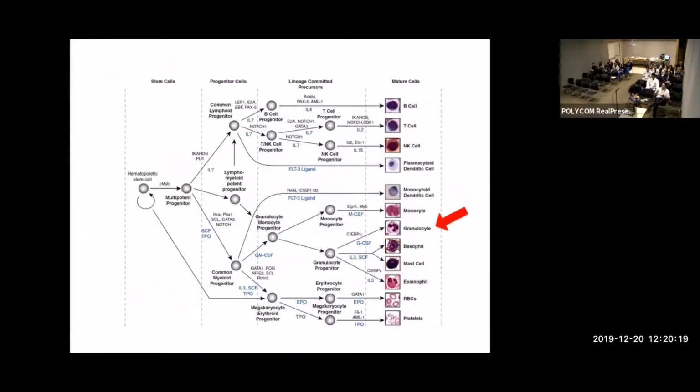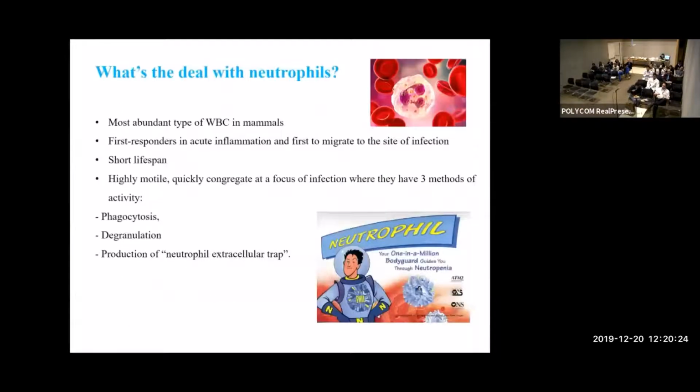So we'll be focusing today on the granulocytes, as I said. So what's the deal with all of these neutrophils? We know that they're the most abundant type of WBC in mammals. They're the first responders in acute inflammation. They're the first cell line that migrates to the site of infection. As I said, they have a very short lifespan, and they have basically three methods of activity: phagocytosis, degranulation, and the production of neutrophil extracellular traps, which is a new mechanism recently proposed for neutrophil actions.